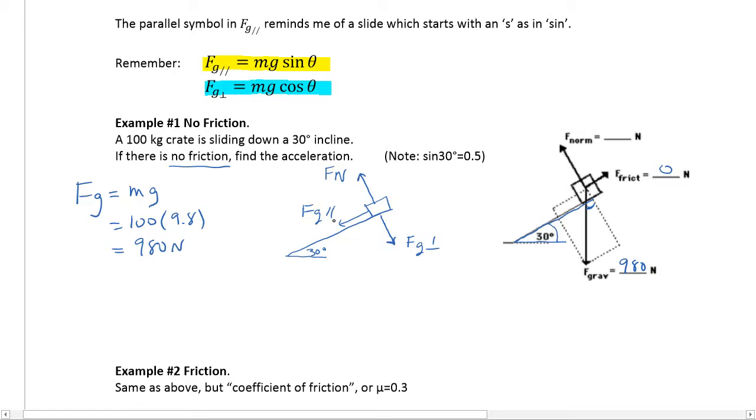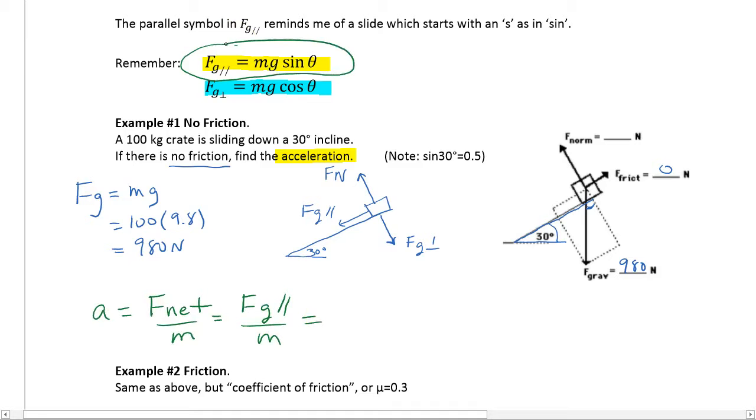So looking at this question, right away I know that Fn and Fg perpendicular are equal and they're going to cancel each other out. So if I want to find the acceleration, it is going to be equal to F net over m. And since these two are canceling each other out, it's really just going to be the same thing as Fg parallel divided by the mass. Now Fg parallel, I'm unwrapping my new formula here, is equal to mg sine theta over m.